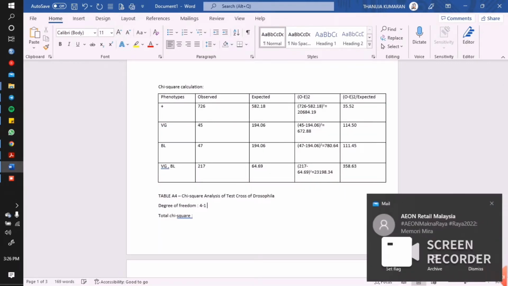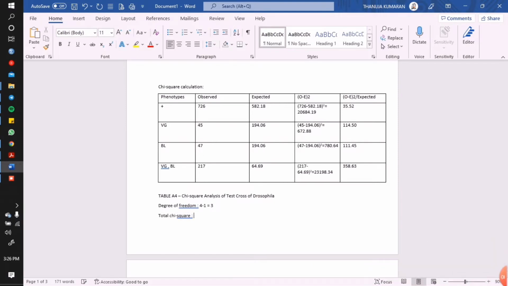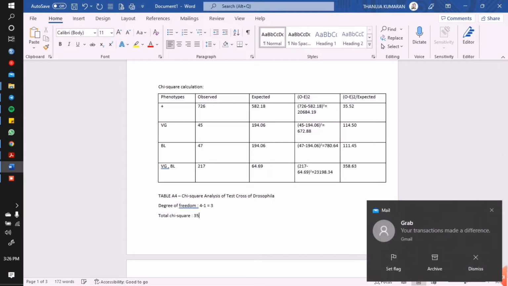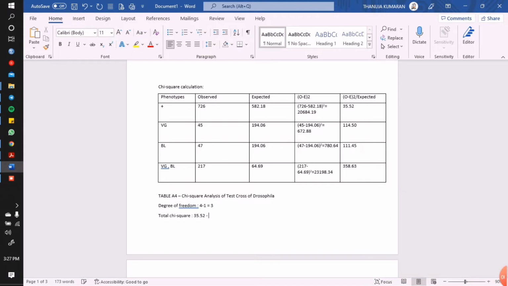The degree of freedom is 4 minus 1, because we have 4 traits, equals 3, and for the total chi-square we need to add all the answers we get for (observed minus expected) squared divided by expected.